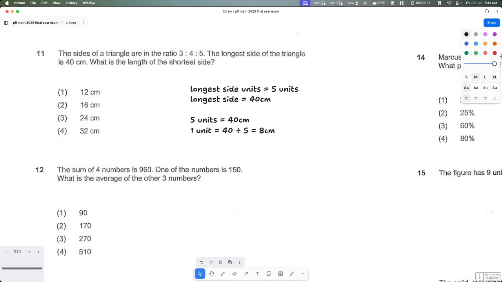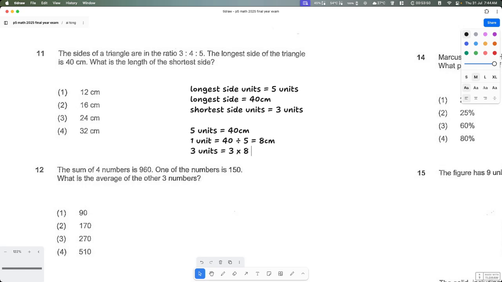So the shortest side in terms of units is 3. That means we will go for 3 units, which is equal to 3 times 8, and this will give us 24 centimeter. So 24 centimeter is option number 3.